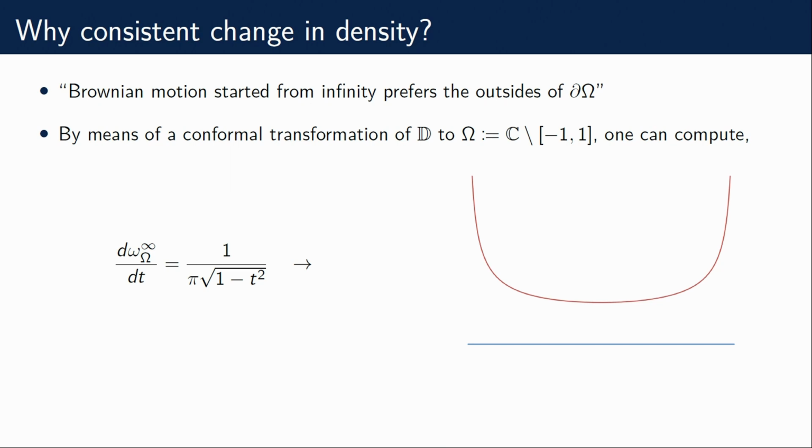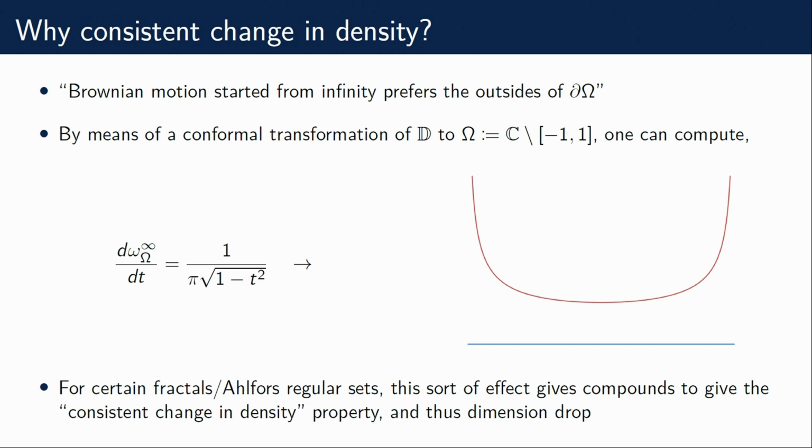It says roughly that if you start a Brownian traveler from infinity and condition upon hitting the boundary on a small segment, you're way more likely to hit the edges of the segment than the middle. This gives you something like consistent change in density: if you look at density ratios in the middle of the segment versus the edges, there's a huge discrepancy. Very briefly, this is the mechanism which can give you the consistent change in density property. You can use this to prove that for self-similar Cantor sets, you have to have a dimension drop of harmonic measure, for example.